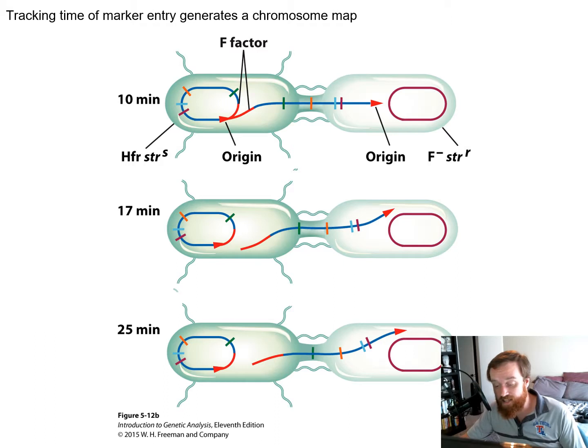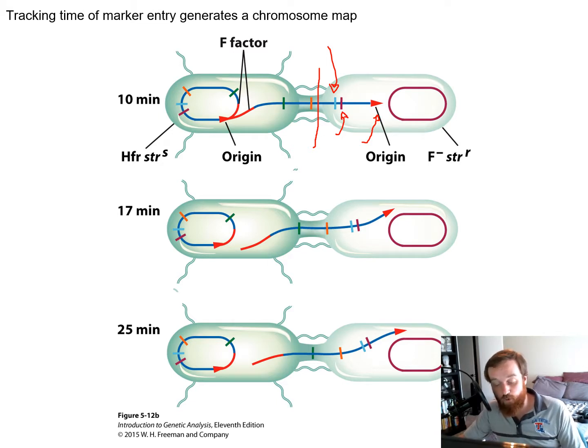As I said, the origin on the F factor is what proceeds across the formed pilus first. And when we looked at that last graph, if we disrupted those physical connections at about 11 minutes, we would cut the bridge right here. We'd have only AZI, which was purple, and then TON, which is blue, having made it across in that time. The other genes, the galactose genes, etc., didn't have time to proceed across.